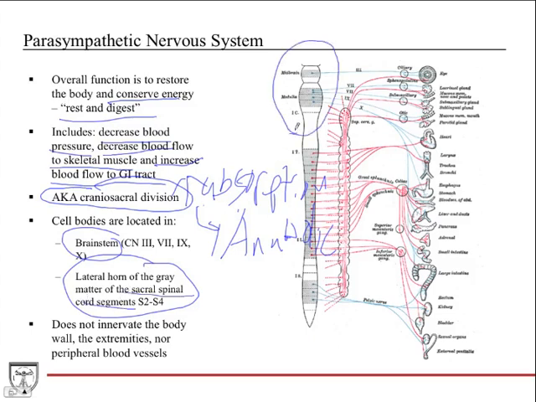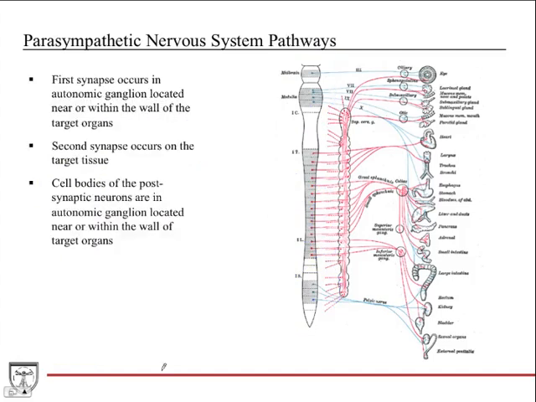Here's the brainstem. Parasympathetics are shown in blue. The sympathetics are shown in red. So you can see here the two divisions, the craniosacral divisions. One thing to note is that the cell bodies in the spinal cord are only in the parasympathetic. They're only found in the sacral section of the spinal cord, nowhere else. If you're in the thoracic or lumbar section, those are sympathetic neurons. Another thing to note, it does not innervate the body wall, the extremities, nor the peripheral blood vessels. So we'll talk about the pathways. It's similar again to what we've talked about with pre and post ganglionic neurons.